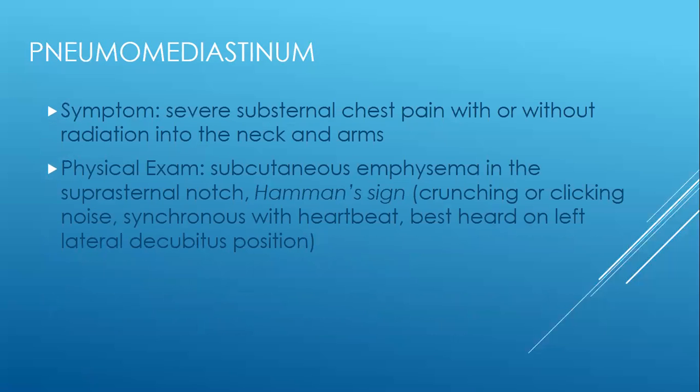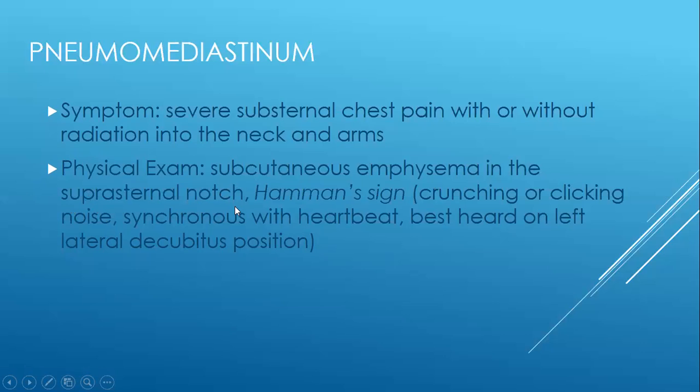Okay, so symptoms, your patient can experience a severe substernal chest pain, and this can occur with or without radiation into the neck and arms of the patient. And on physical examination, you would encounter subcutaneous emphysema or air, which is found underneath the subcutaneous tissue, particularly in the anterior chest wall and the suprasternal notch.